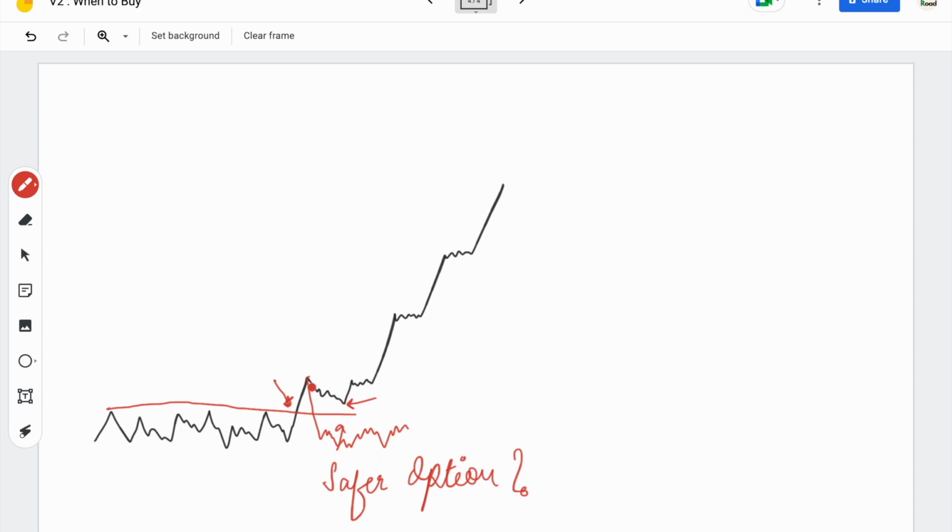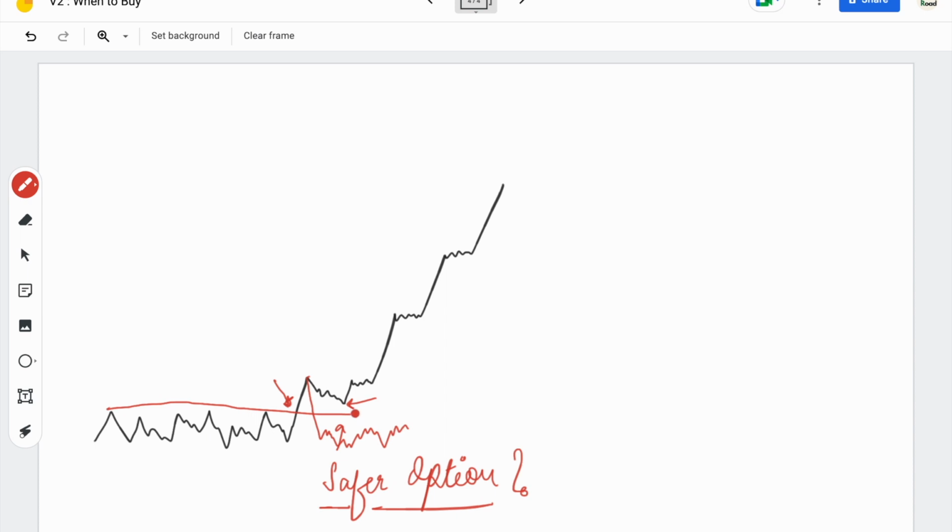Once the stock has successfully broken out, in the case of the black line, and it is pulling back to the breakout level, and that is where you see the demand, that means the breakout was actually successful and the probability of the stock continuing into stage 2 is much higher. And that is why this is called the safer option. That is point number 1.